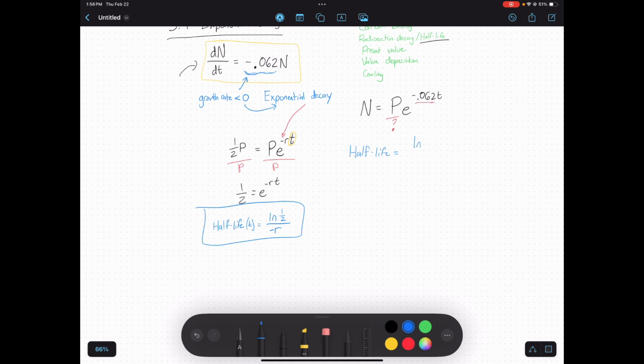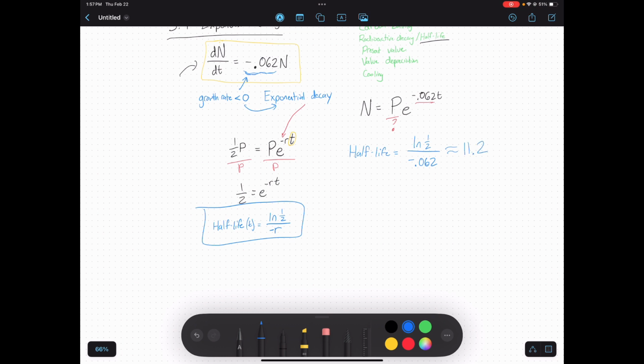Well, it's just the natural log of 1/2 over my rate, which, because this is decay, my rate is negative. Okay? Well, I can plug that into a calculator, right? I can just calculate natural log of 1/2 divided by negative 0.062, and I get about 11.2.